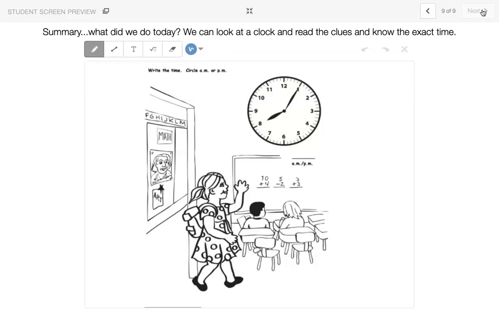So in summary, what did we do today? We can look at a clock and read the clues and know the exact time. So let's read the clock. The small hand is pointing to the 8, so we know it's 8. 5 minutes past, so it's 8:05. And the question is, is it a.m. or p.m.? I don't think she'd be walking into a class all waving and energetic if it was 8 o'clock at night. So this has to be in the morning. This must be her class in the morning. 8:05 a.m.